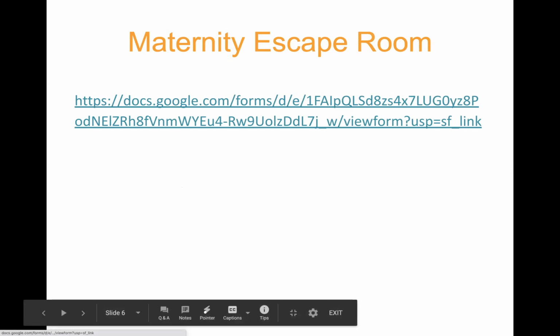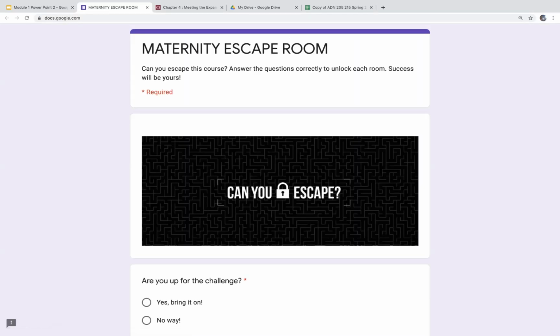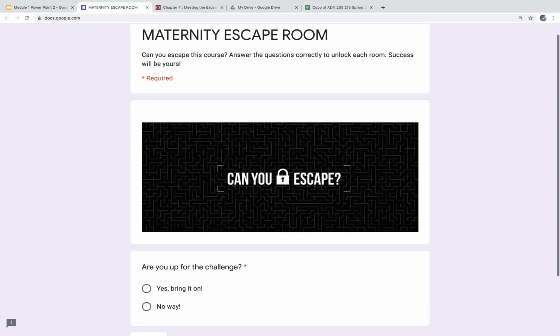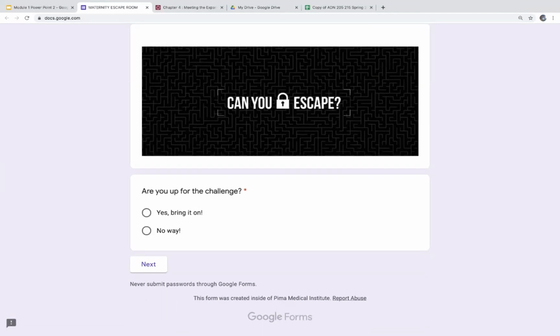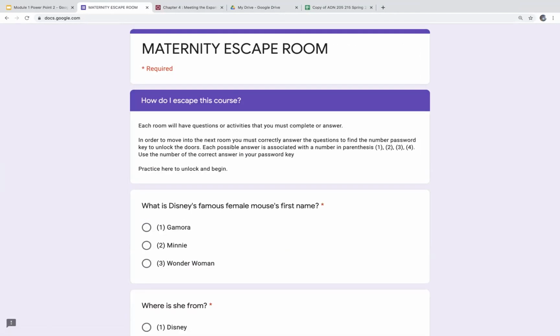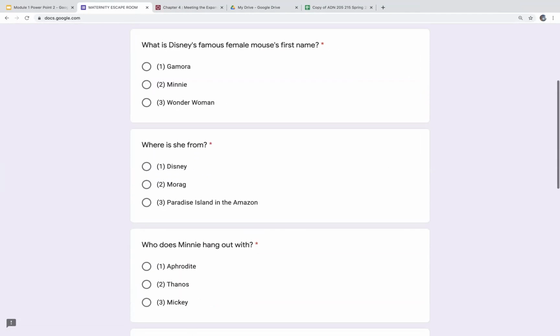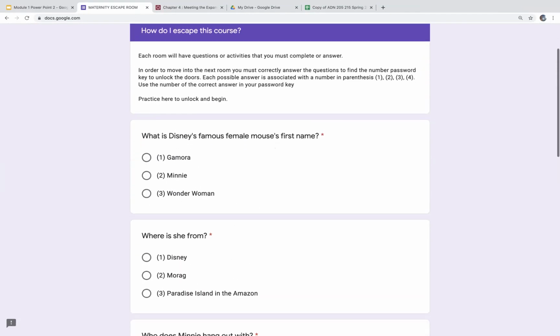So if you've never used an escape room before, they're really cool. So I'll take you into it. So this is your maternity escape room. The first thing you're going to do, are you up to the challenge? Yes. Bring it on, right? All right. And then you read the directions. I'm not going to read all those for you, but we'll do the first one together. This is just to make sure that you kind of know how to navigate an escape room.